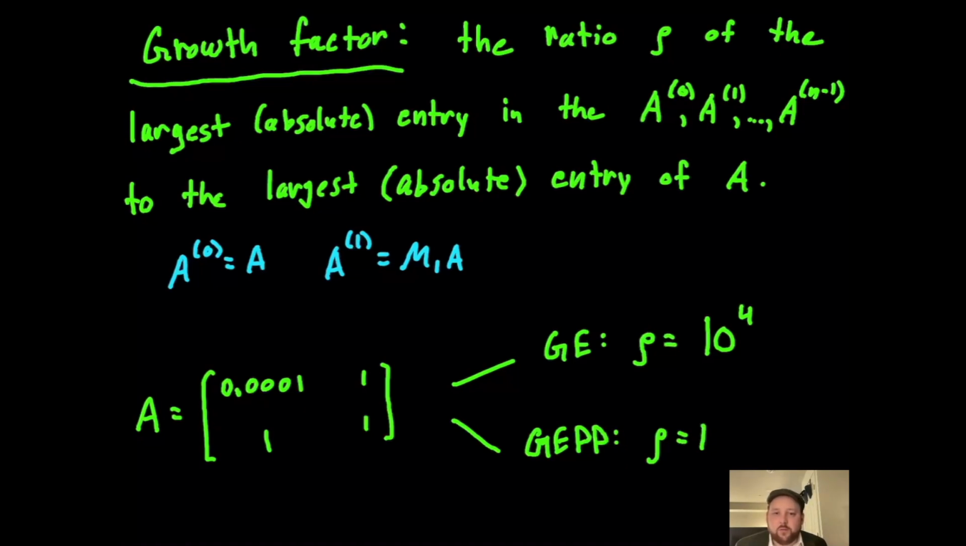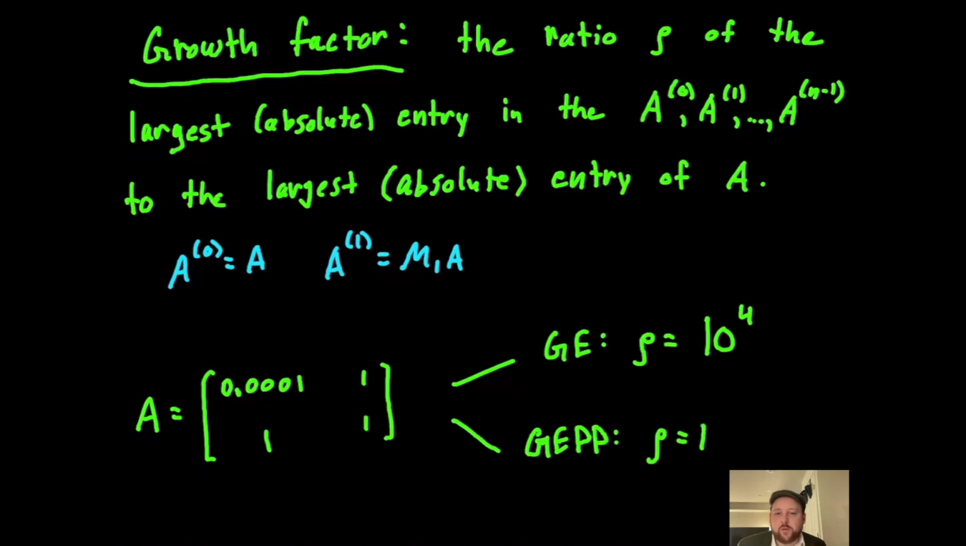That's the definition of the growth factor. And just to throw back to that example I showed you earlier in the video, where we had this matrix A, if you compute the growth factor of Gaussian elimination applied to that matrix, you would see that it was 10 to the 4. Because in the original matrix, the largest absolute entry was 1, but then we ended up with an entry of negative 10 to the power of 4 in, I think, the L factor.